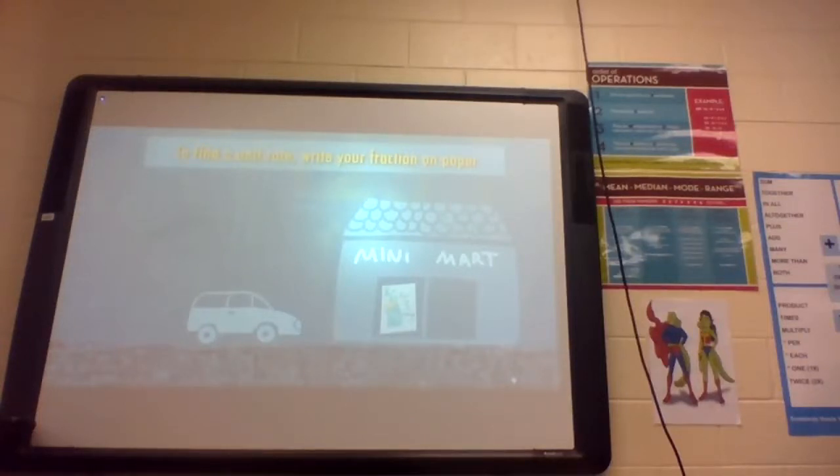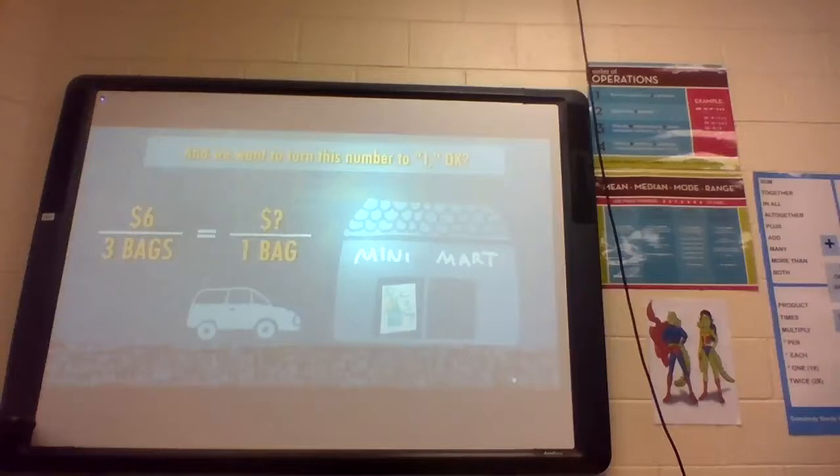To find a unit rate, write your fraction on paper, with the unit that we're looking for in the denominator. We want the price per bag. It's easy enough, $6 over 3 bags of the cheesiest puffs. We want to know how much one bag would be, and the number of bags on the bottom is 3. We want to turn this number to 1. Divide by 3 to get 1. Wait, we have to do the same to the top number. 6 divided by 3 equals 2. That's $2 over 1 bag of cheesy puffs. A snack for $2. Cashier, bring me up.